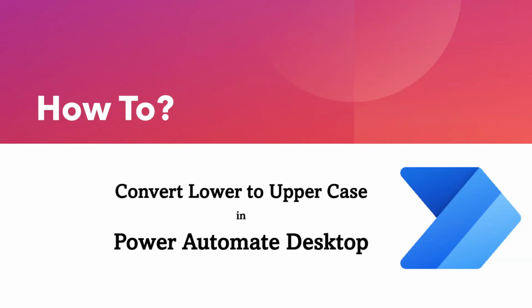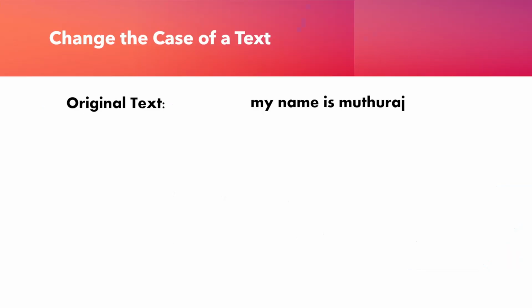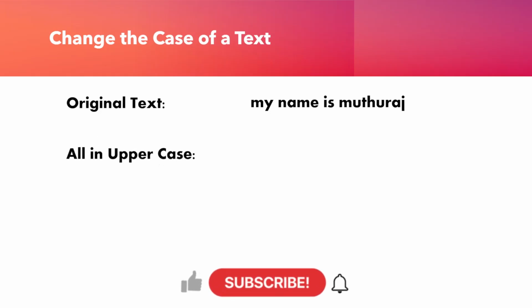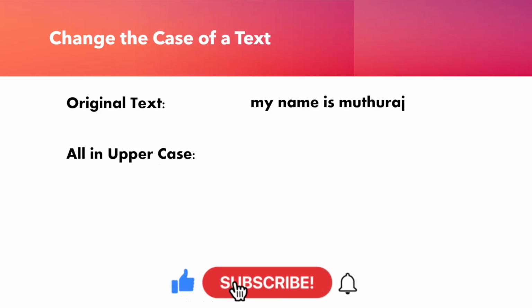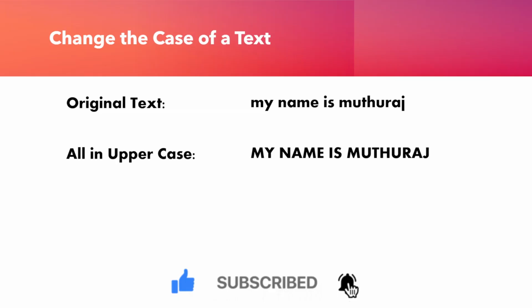Let us learn one very easy automation today. I have a text value as my name is 𝗦𝗨𝗠𝗠𝗔𝗥𝗬, all in small letter. Now, I may need to change everything to uppercase. For example, looking like this.